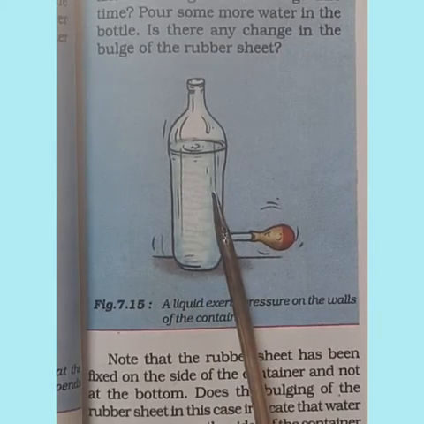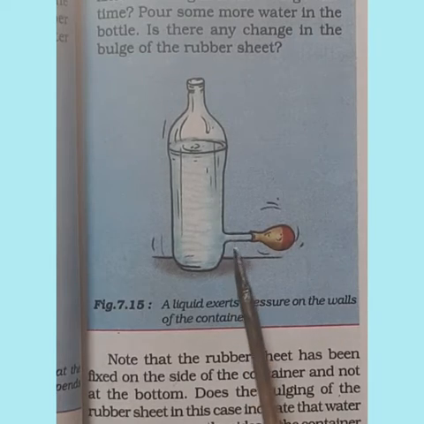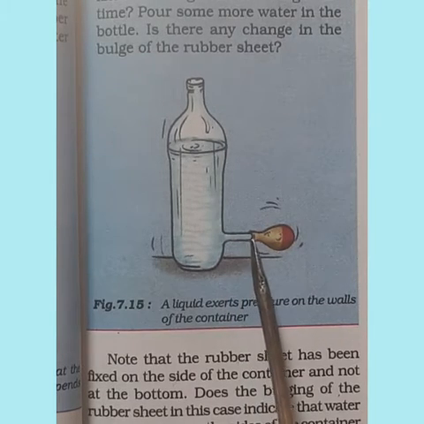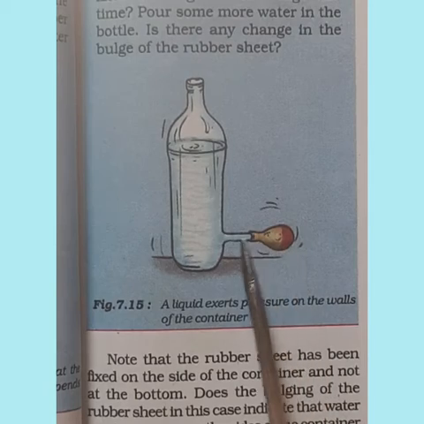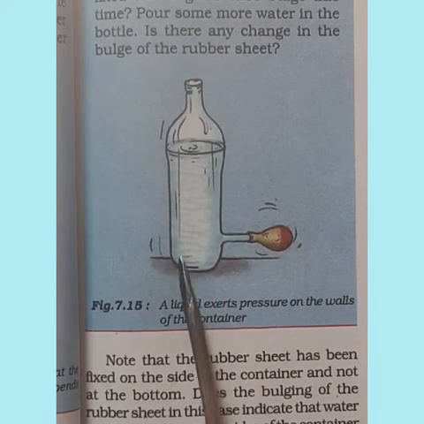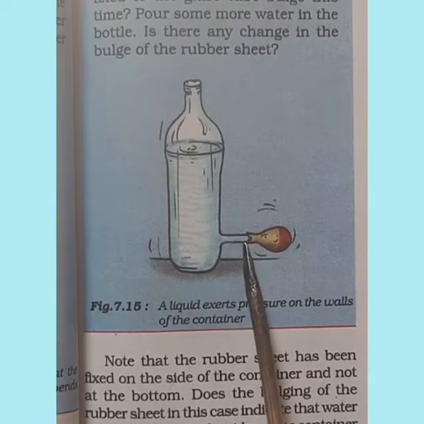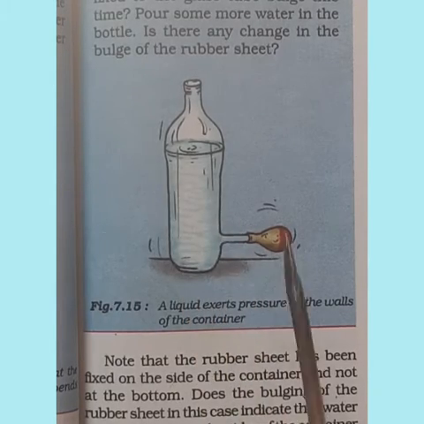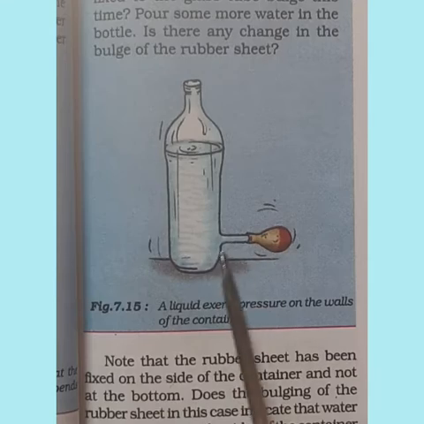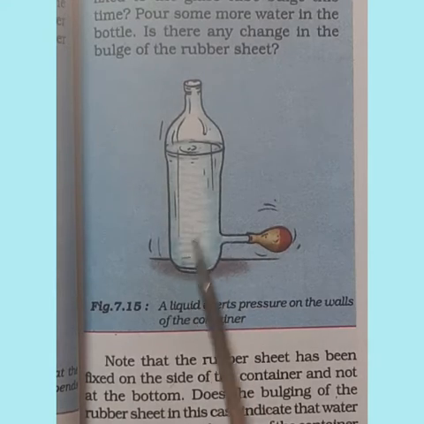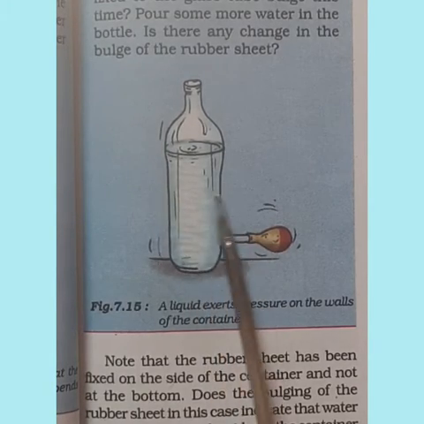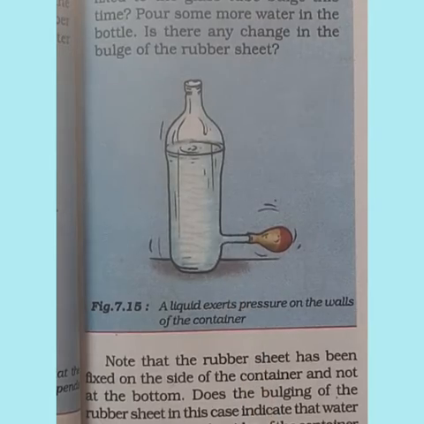container also. Now, we must understand that the rubber tube or the balloon is fixed to the side of the bottle. It is not at the bottom. It is by the side. So from this example, we have to understand that the liquid exerts pressure on the walls of the container also.